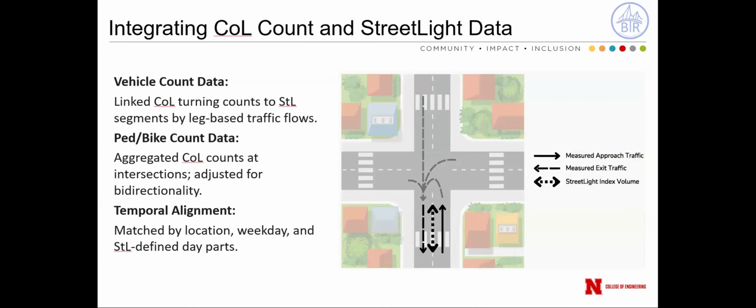The integration process was nuanced. For vehicle volumes, we matched City of Lincoln turning movement counts to StreetLight segments by considering traffic flows on each intersection leg, as indicated by the figure here. For pedestrians and cyclists, we aggregated volumes at the intersection level. We also ensured that there is a temporal alignment between the data sets. StreetLight defines day parts like AM peak and PM peak, so we aggregated the City of Lincoln's 15-minute counts to exactly match these day parts.